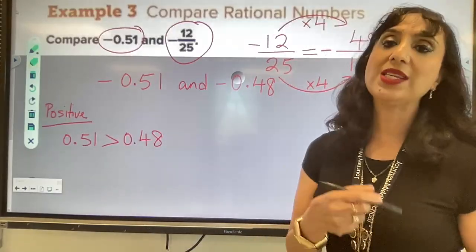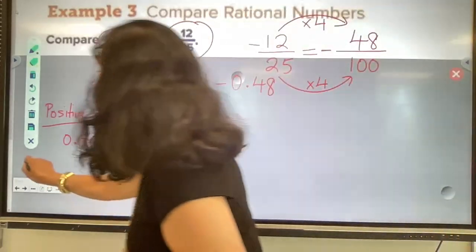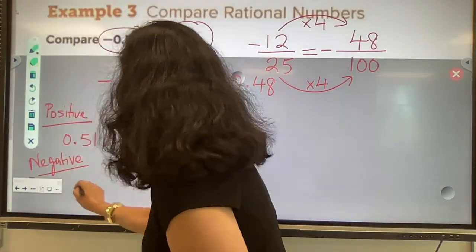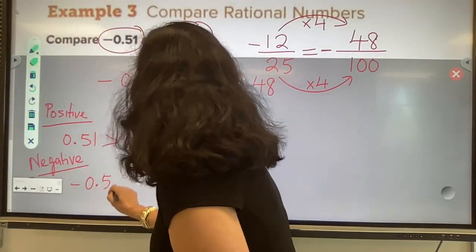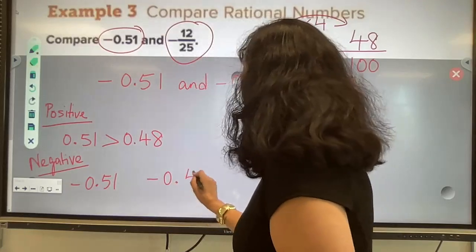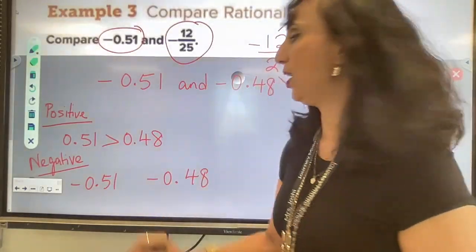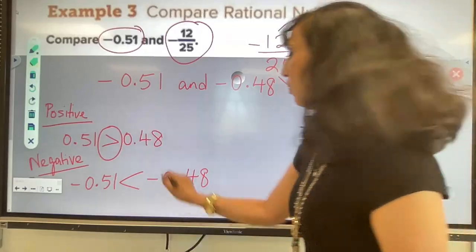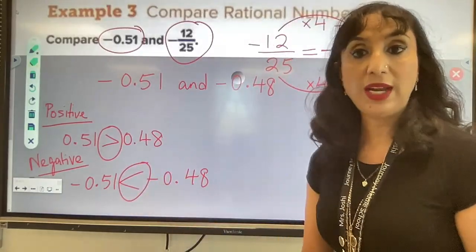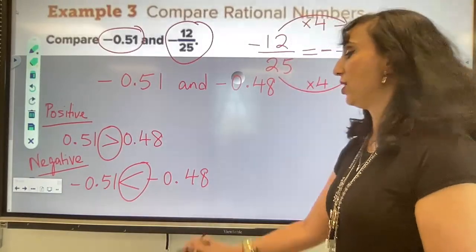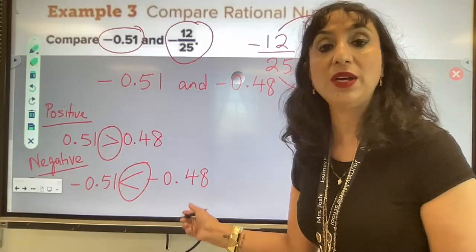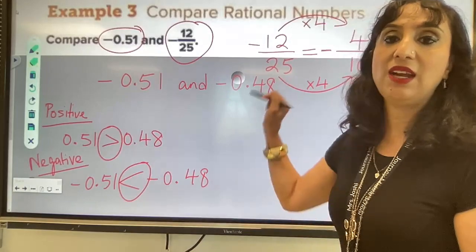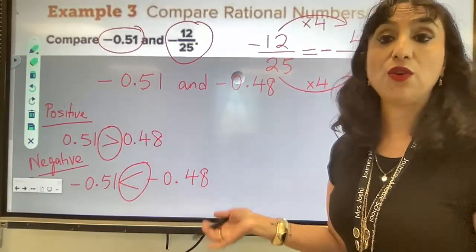Now, when both signs have become negative, so here we go, we have negative 0.51 and negative 0.48. What did I say you need to do to the inequality? We are going to flip the inequality. So look what happens now. When it's both negative rational numbers, negative 0.48 is going to be greater than negative 0.51. And what is negative 0.48? It's negative 12/25, which is going to be the greater number.